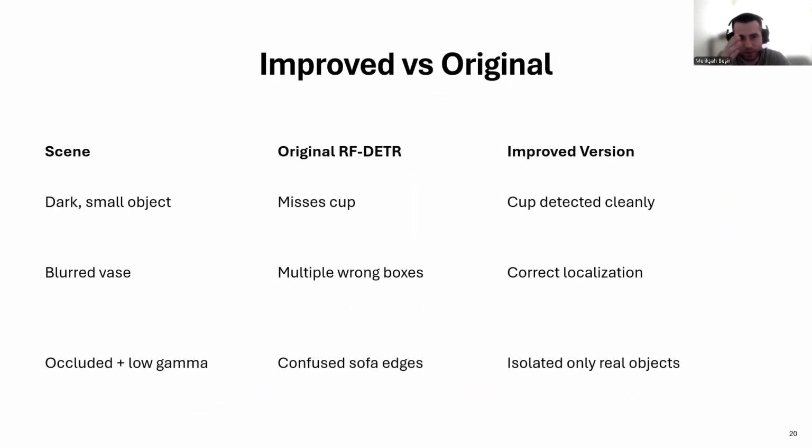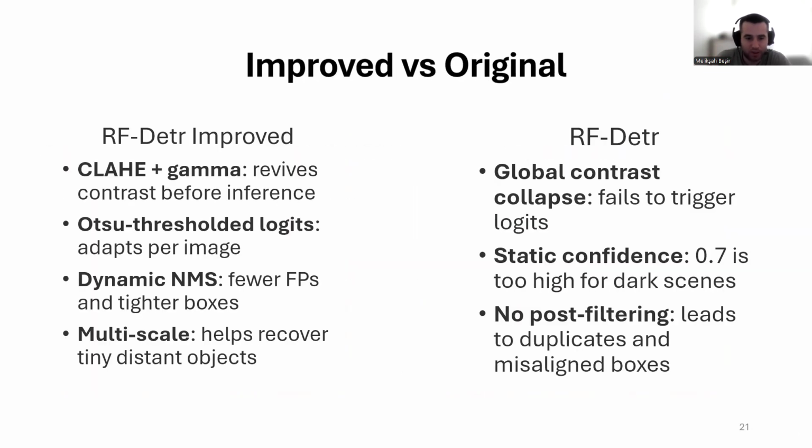So, in dark small objects, blurred ways, or occluded or low gamma scenes, the original RFDTR misses the cups, produces multiple wrong boxes, and confuses surfaces. But the improved version detects cups cleanly, with correct localization, and isolates only real objects. So, without retraining or labeling a single image, I developed an improved wraparound for RFDTR that significantly boosts the performance.